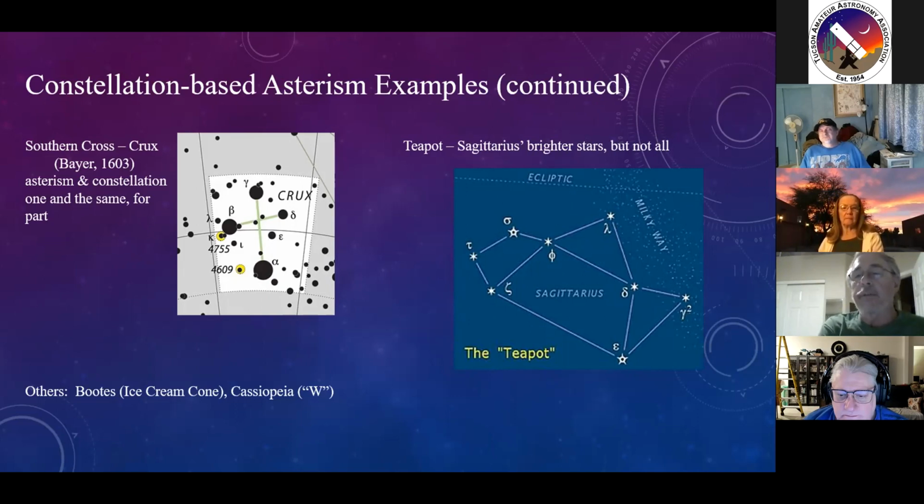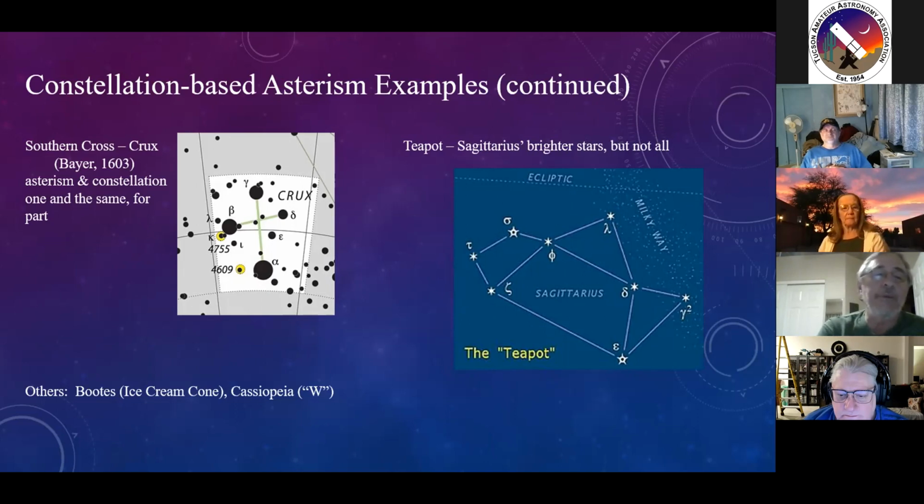Another asterism that is basically a portion of a constellation, but probably the most recognized portion of it, is the teapot, which is Sagittarius's brighter stars. It doesn't include all of them. There are considerably more stars in there. In fact, there's another asterism I'll get to when we discuss binocular asterisms. It refers to a spoon that I think is a little bit further to the north and a little bit east of the constellation itself. But there are a couple of others you see I just listed there.